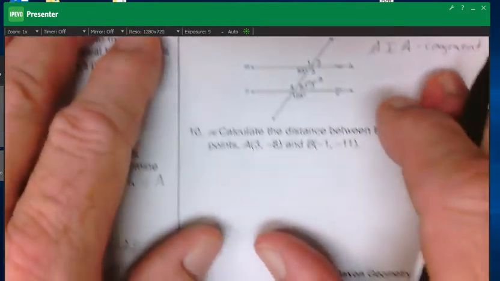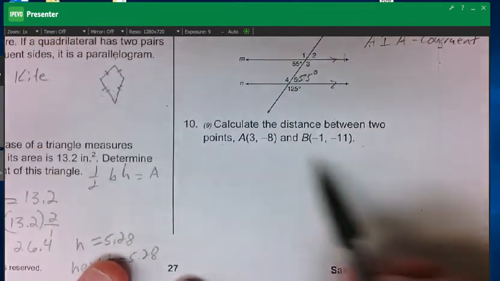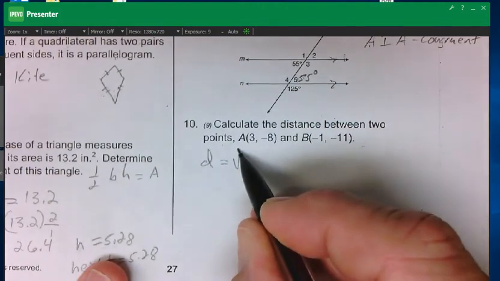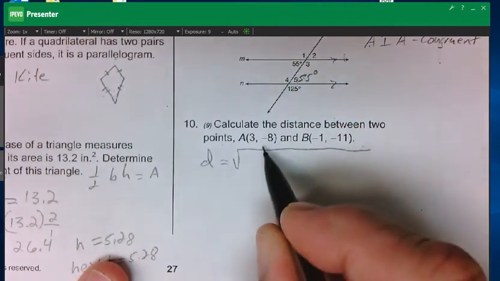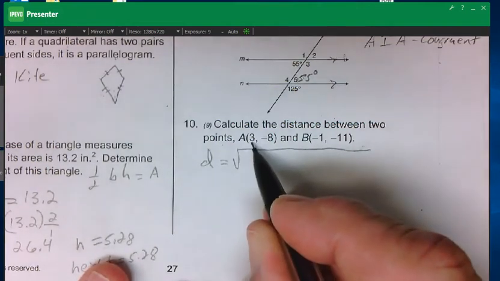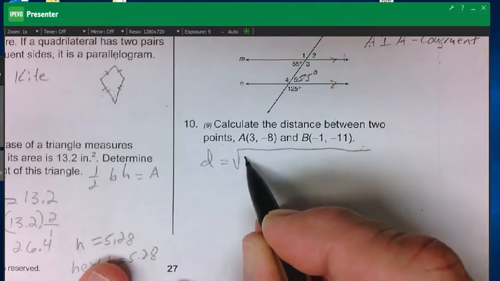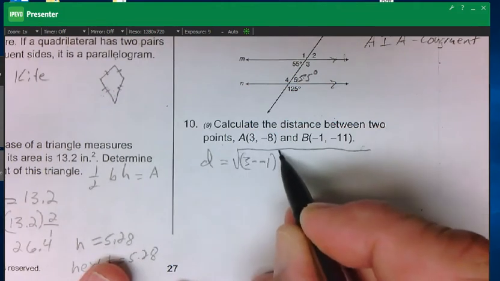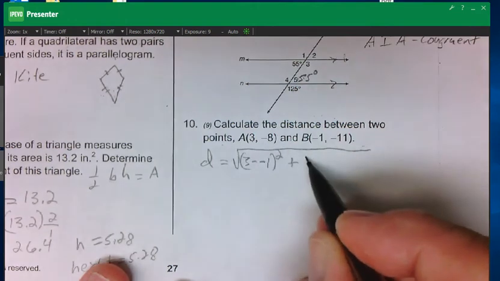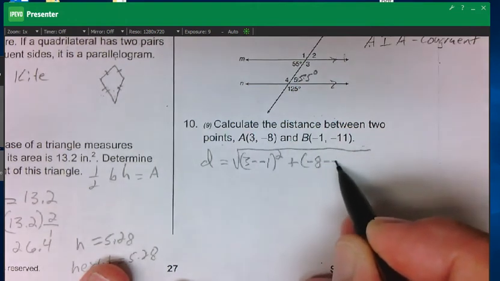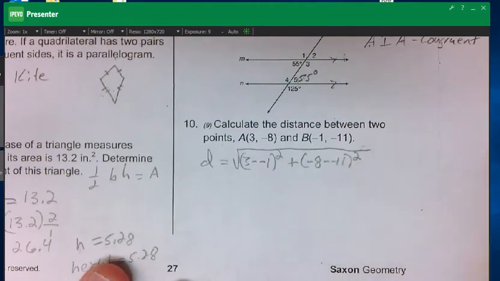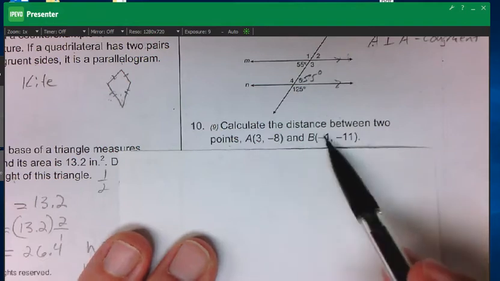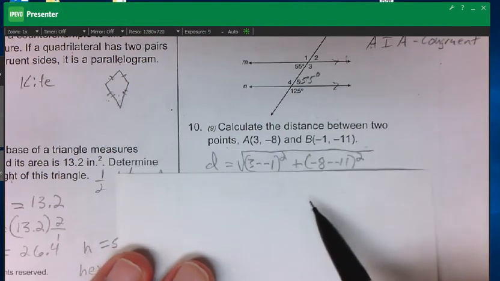Okay, number 10, you're supposed to calculate the distance between the 2 points. You're going to use the distance formula. So the difference of the x's, that's 3 and negative 1, so 3 minus minus 1, I'm just going to write the minus minus so we don't forget about that, squared, plus negative 8 minus minus 11 squared. I've set up the distance formula by plugging these points into it.